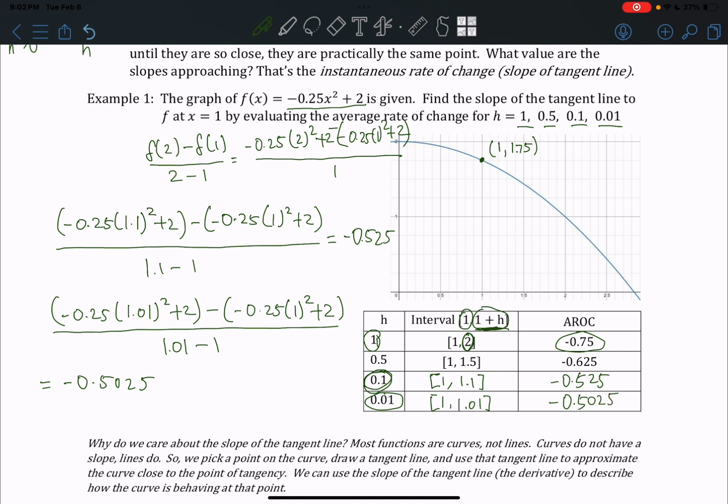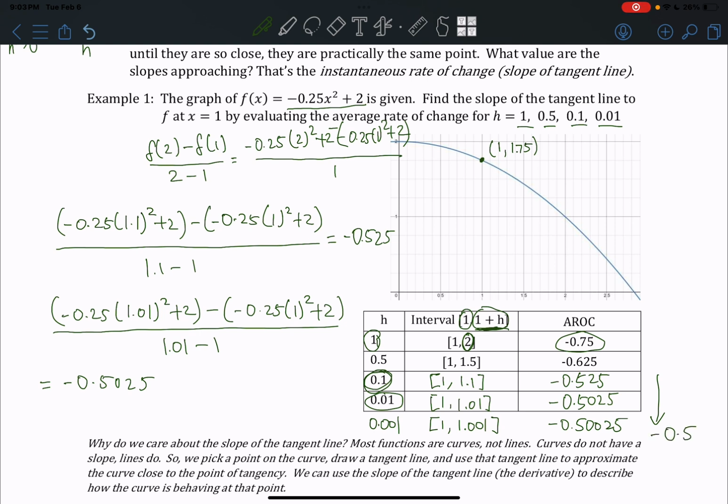Okay, in fact, I did this also. You can try this out yourself. If you try 0.001 for h, the interval works on 1, 1.001, and then if you punch into the calculator, you're actually going to get negative 0.50025. Kind of a neat little pattern here, but we can see that the average rate of change value is approaching what value? Well, it's approaching, looks like, negative 0.5, right?